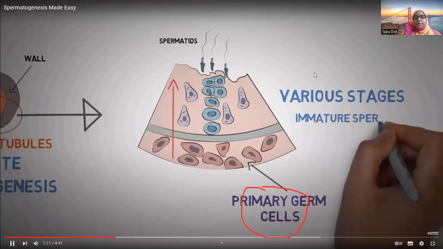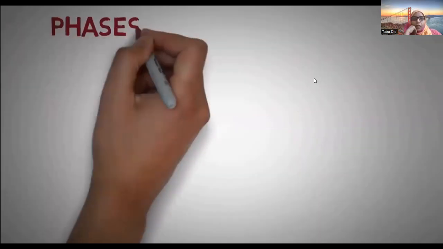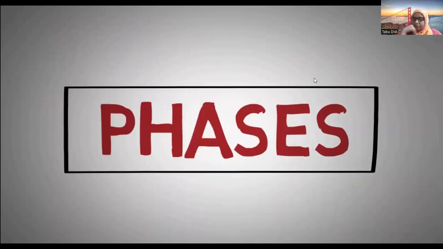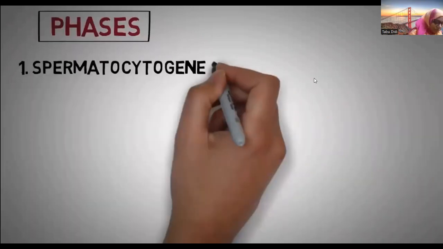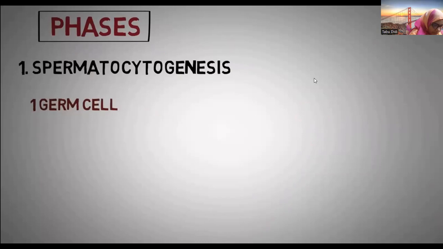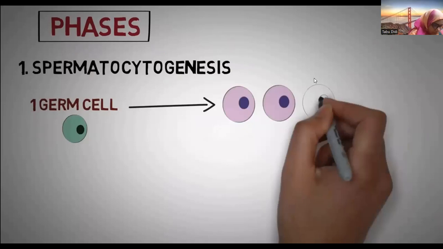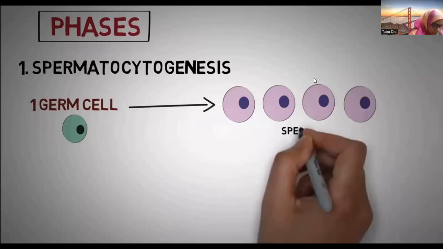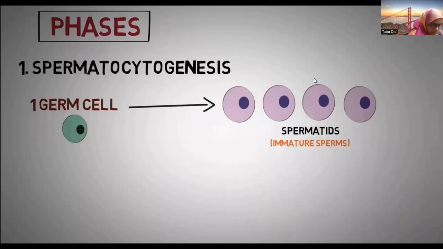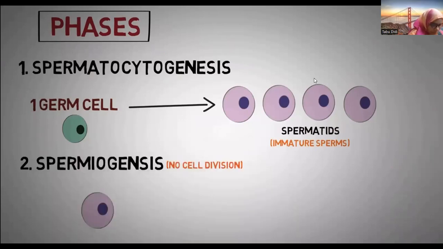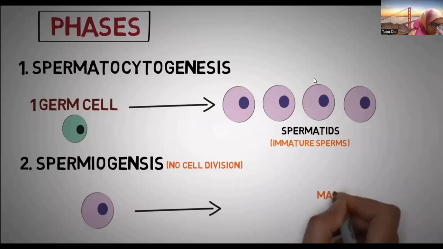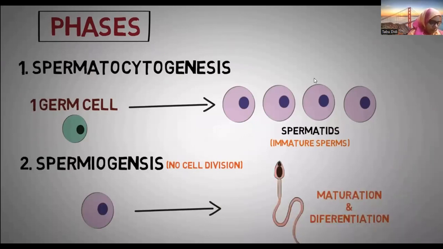Spermatids. Now let's talk about the process of spermatogenesis in a bit detail. The process of spermatogenesis is divided into 2 phases. The first is the spermatocytogenesis, in which one germ cell divides into 4 precursor gametes known as spermatids. These spermatids are immature sperms. The second phase is the spermiogenesis, in which no further cell division occurs, but the immature sperms go through the process of maturation and differentiation to form mature sperms.